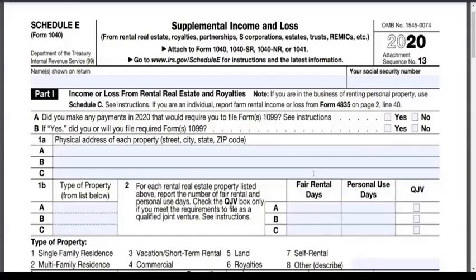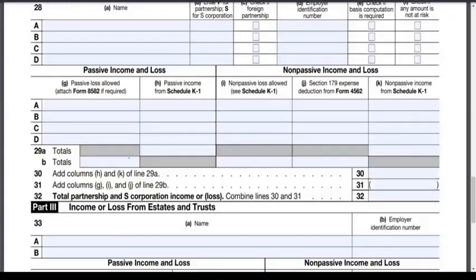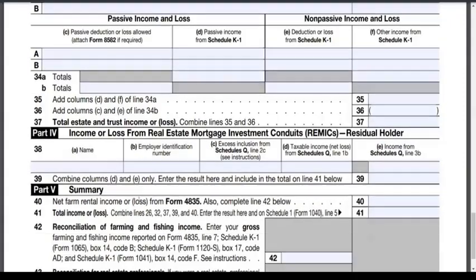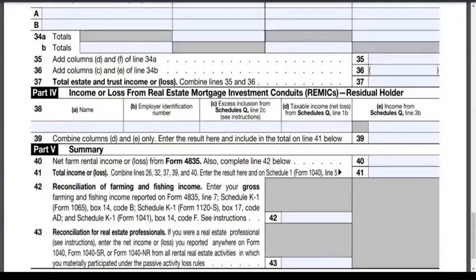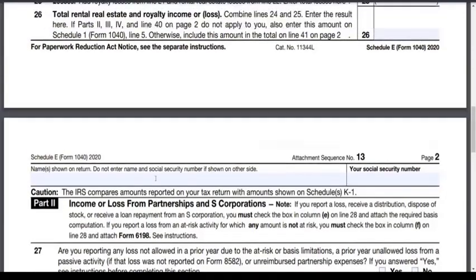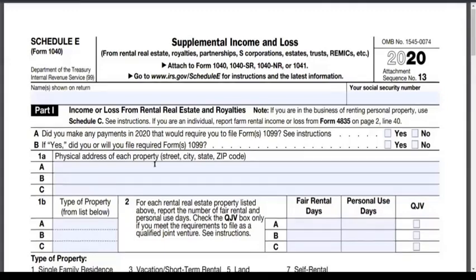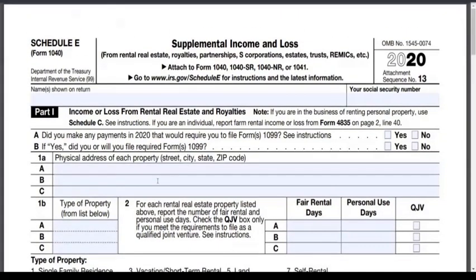Right? So here is Schedule E, and it is going to give us different parts: part 1, then part 2, then part 3, part 4, and part 5. When it comes to underwriting calculations, our focus is going to be mostly on part 1 and part 2, because that is where we mostly receive the income from. So our focus will be mostly on Schedule E, part 1 and part 2. Part 1 belongs to the rental real estate.